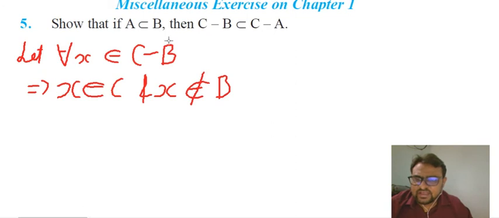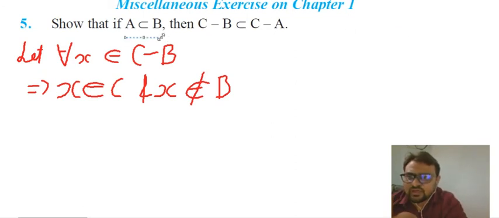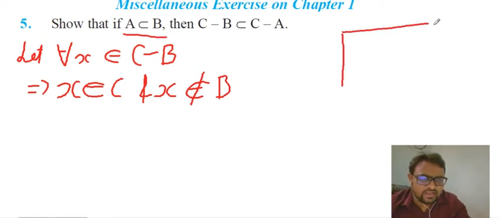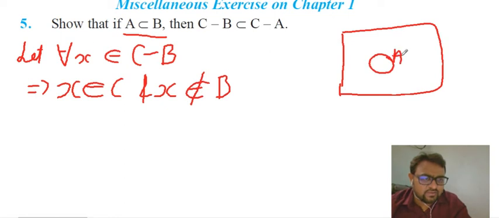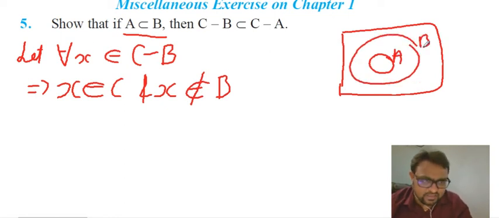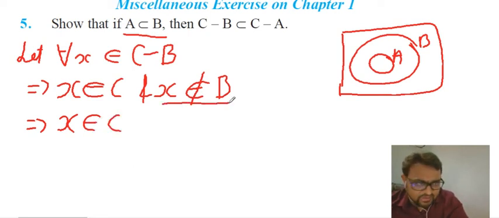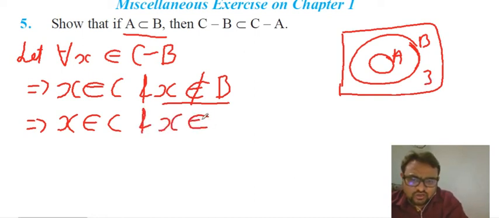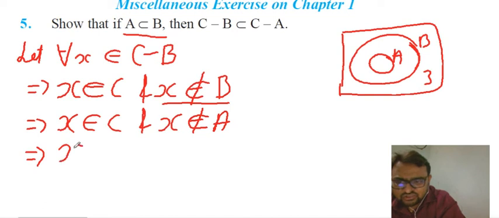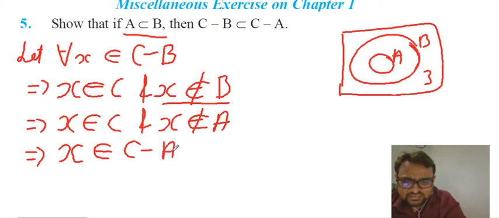Now, it is given that A is a subset of B. If I draw a Venn diagram, the whole set A will be inside B because all the elements of A will be in B. Now, let's write down first, X belongs to C. Now the element is not there in B. See, if any element, let's say 3, is not there in B, that means definitely it will also not be there in A. So this means that X also does not belong to A. So X belongs to C and does not belong to A. That means X belongs to C minus A. It's like the initial condition.